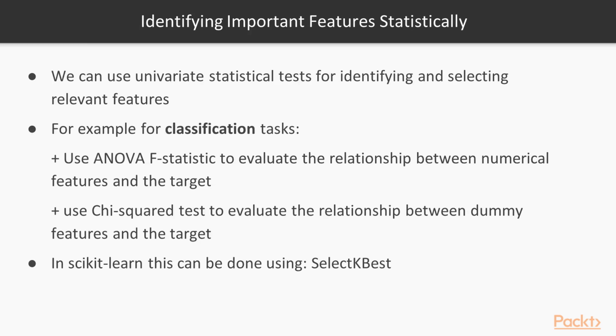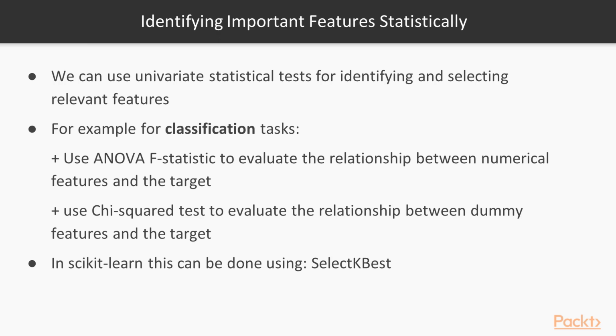The second way is to identify important features statistically. And this method is to make use of some statistical tests for identifying and selecting relevant features. So, for example, for classification tasks, we can use an ANOVA F statistic to evaluate the relationship between numerical features and the target, which will be a categorical feature because this is an example of a classic classification task.